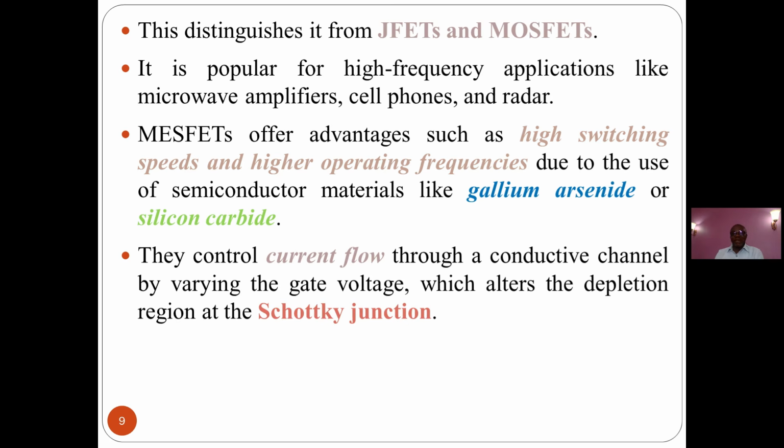MESFETs offer advantages such as high switching speeds and high operating frequencies due to the use of semiconductor materials like gallium arsenide or silicon carbide. They control current flow through a conductive channel by varying the gate voltage, which alters the depletion region at the Schottky junction.